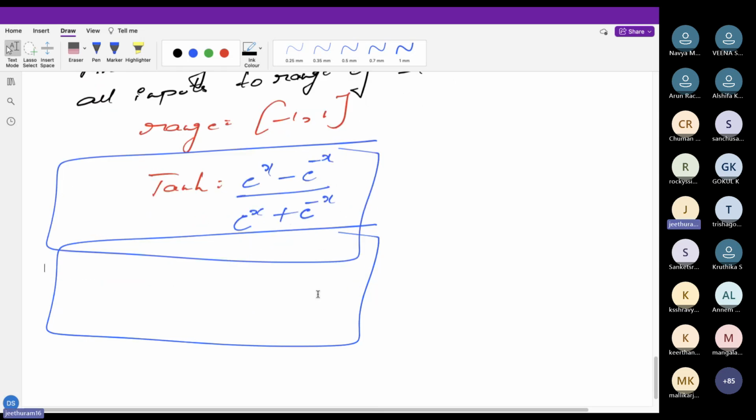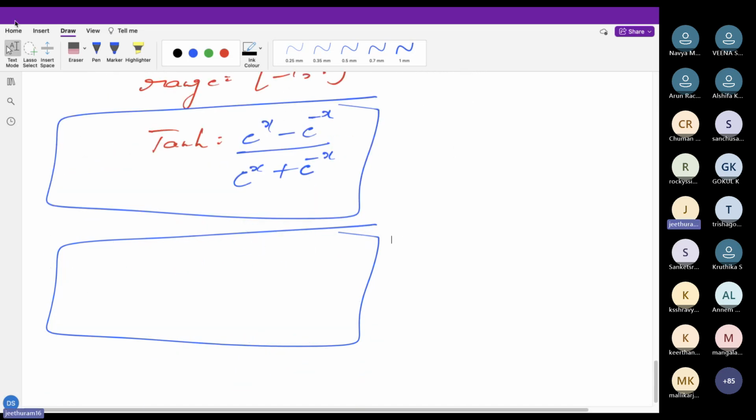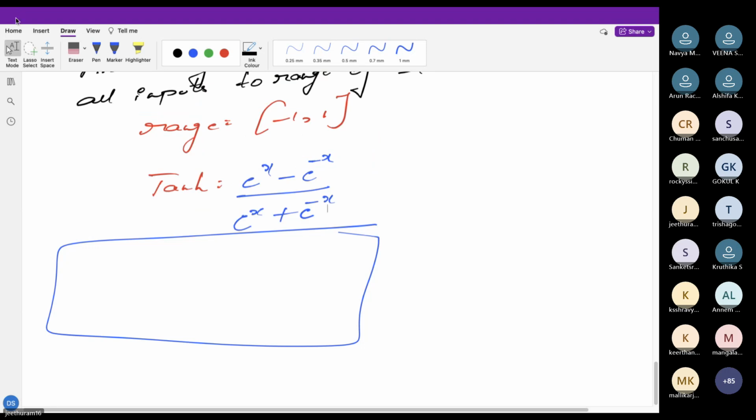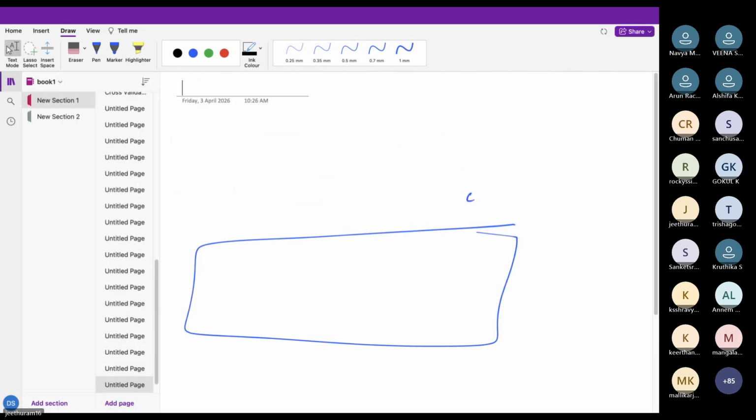Graph looks something like this. Two boxes. Just a minute.